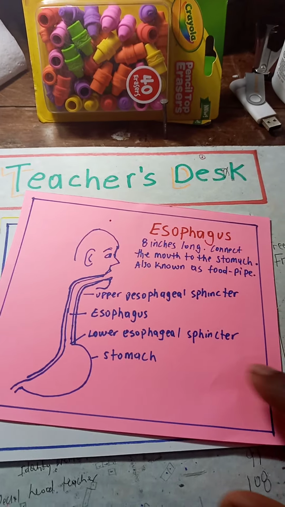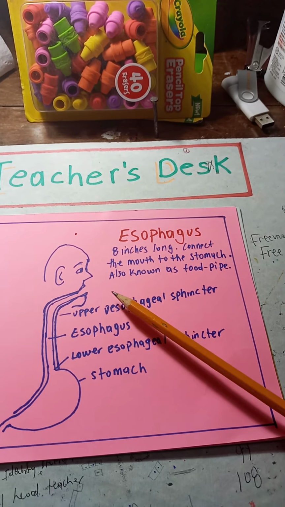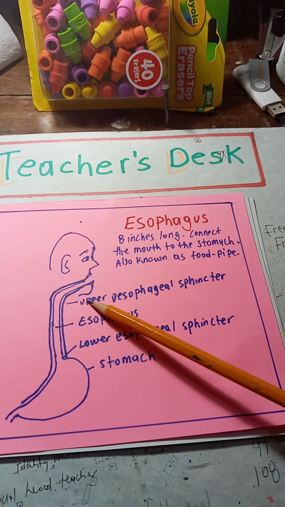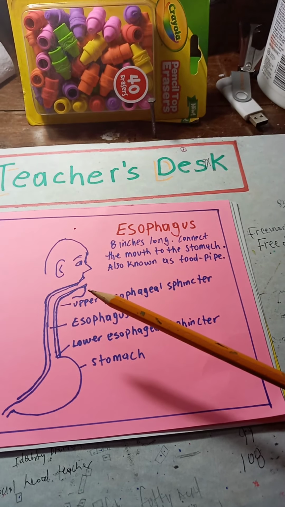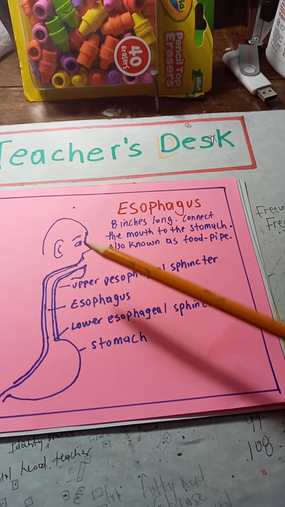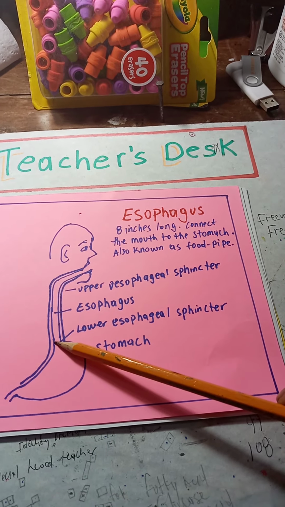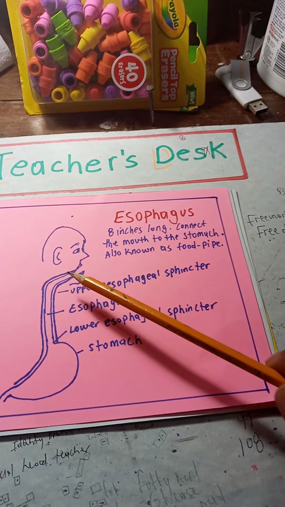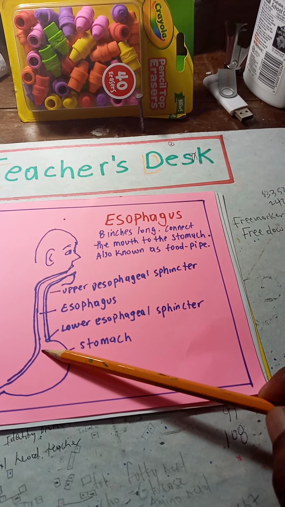All right, good. Having eaten, the food is going to travel down your esophagus. The esophagus is 8 inches long. It connects the mouth to the stomach. The esophagus, this pipe right here, connects the mouth to the stomach. Having eaten the food, you need something to take it down to the stomach. So it makes sense to have the esophagus, doesn't it?